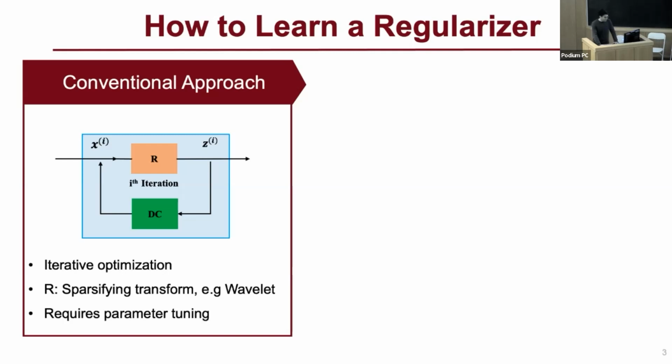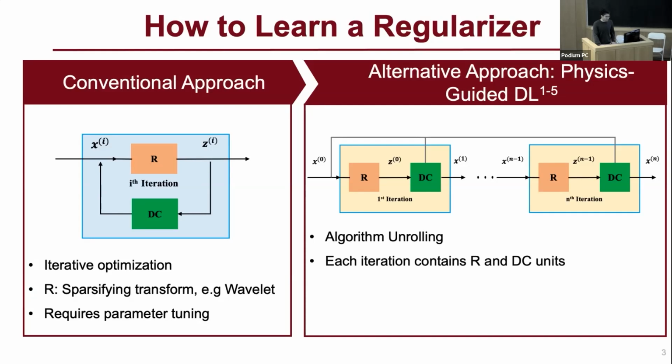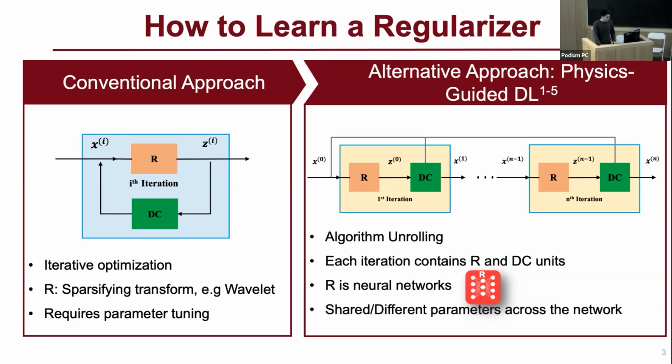And as we have seen also in other talks, we can now also use deep learning to learn a regularizer. What we can do is take this iterative approach and unroll it for a fixed number of iterations, where in each iteration we have a regularizer and data consistency unit, and our regularizer can be replaced with neural networks. And for our network, the parameters can be either shared or different across the unrolled iterations.